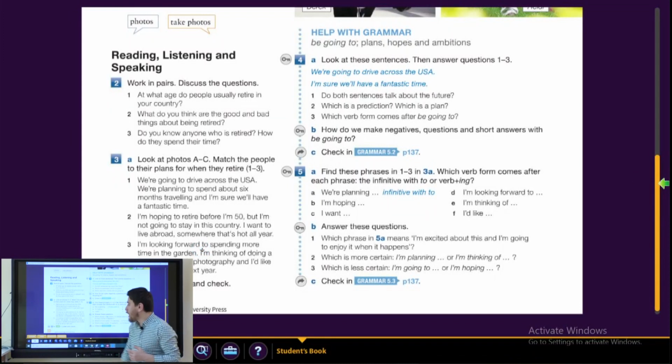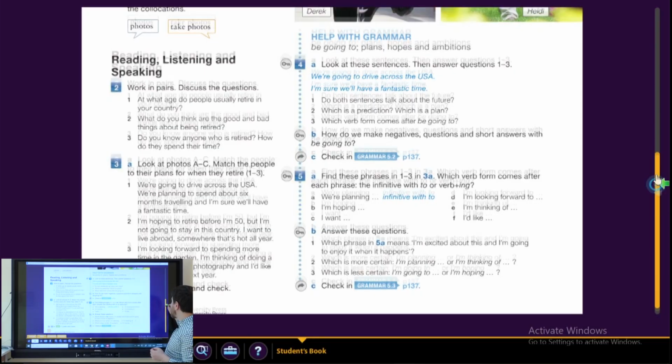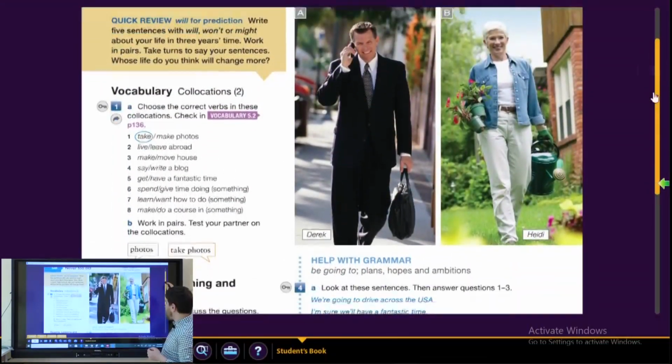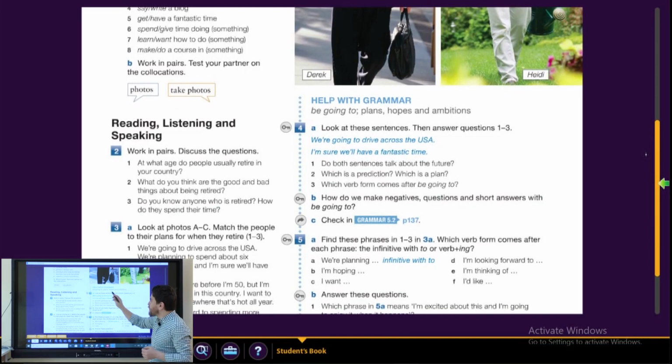And number 3, I'm looking forward to spending more time in the garden, and I'm thinking of doing a course in wildlife photography, and I'd like to go to Africa next year. So number 3 is picture B, Heidi. So, help with grammar: "to be going to" for your future plans, your hopes, and your ambitions, your strong wish to succeed. Look at these sentences and answer questions 1 to 3.